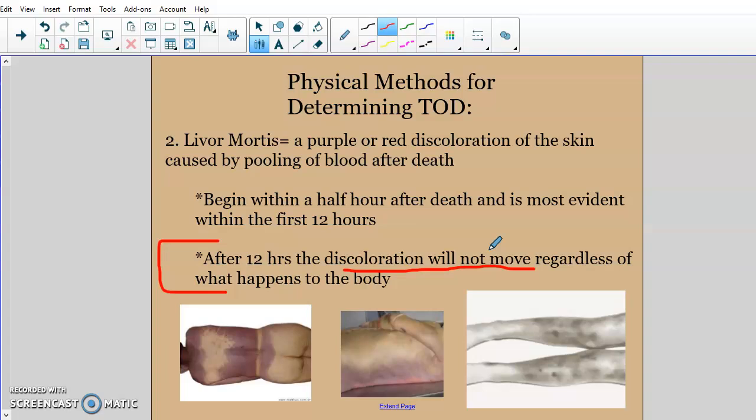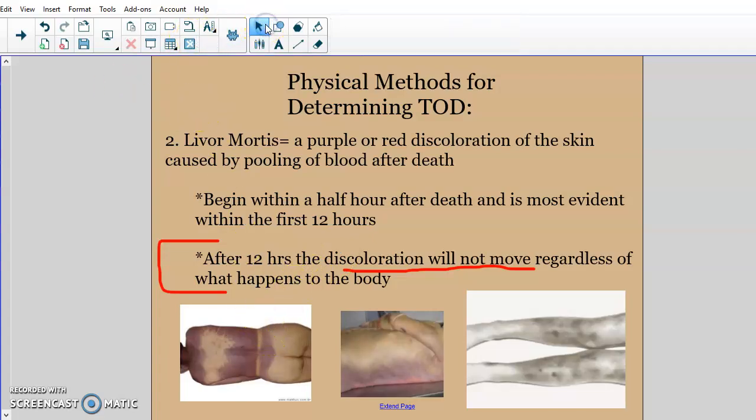So if investigators get to the scene of a crime, say 2 days after the person has died, and all of a sudden they're looking and the person's sitting up in a chair, but all the blood is pooled in the front of their stomach and the front of their legs, they're going to know the person's been moved because it should have been in their butt area and the back of their legs. So sometimes they can tell if a body's been moved based on where the rigor mortis set and if it makes sense.